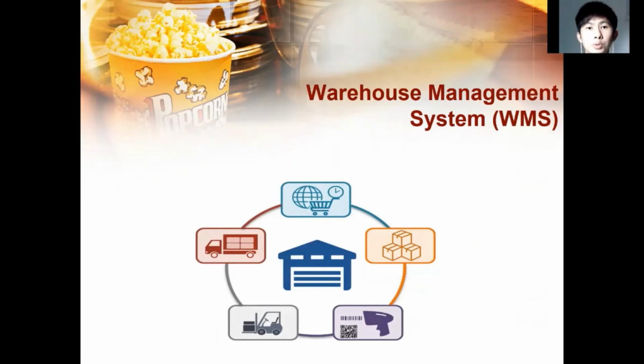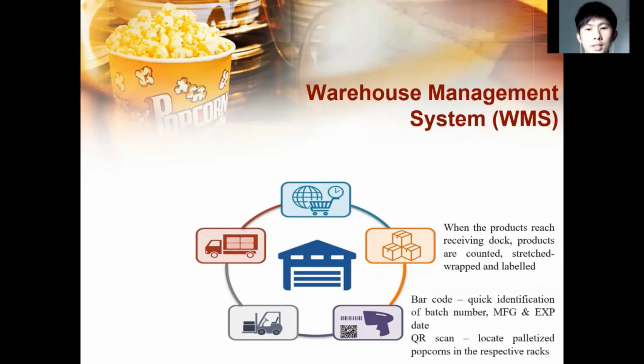Other than that, we also use the warehouse management system to manage our warehouse. When the products reach the receiving dock, the products will be counted, stretch wrapped, and labeled by the warehouse operators with the barcode and the QR scan. The barcode is used for quick identification of batch number, manufacturer, and expiry date, while the QR scan is used to locate the palletized popcorn in the respective racks.